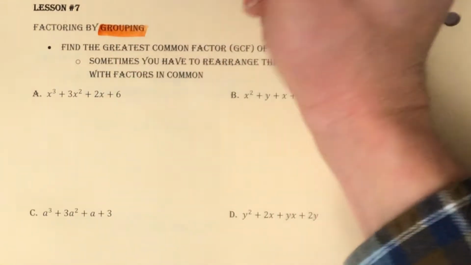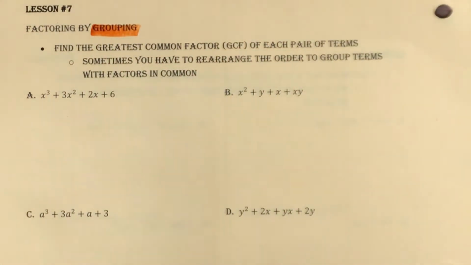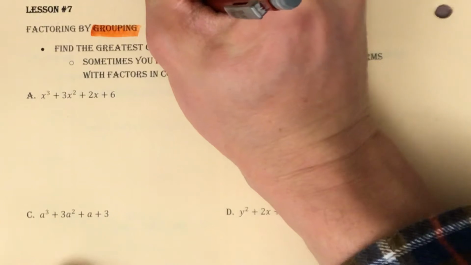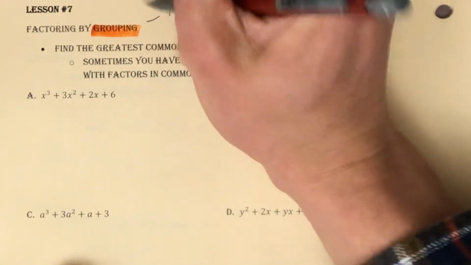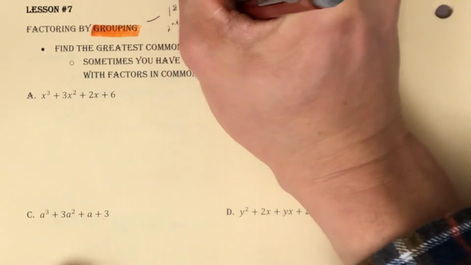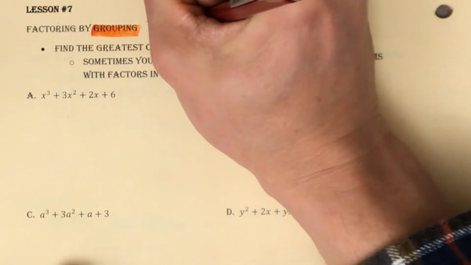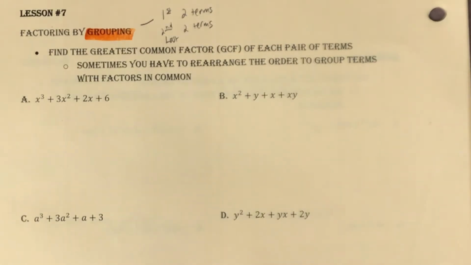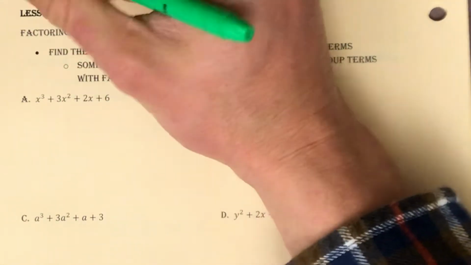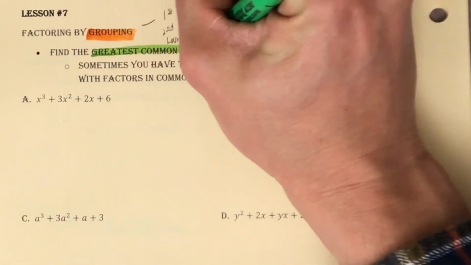Grouping means we're just going to group some stuff together. We group the first two terms, and then we group the second two terms, or you could say first and last, either one. Once we've grouped them, our whole goal is to factor out the greatest common factor. We're going to have two terms, and we want to factor out the greatest common factor of those two terms, which we learned previously in the chapter, so you know how to do that.